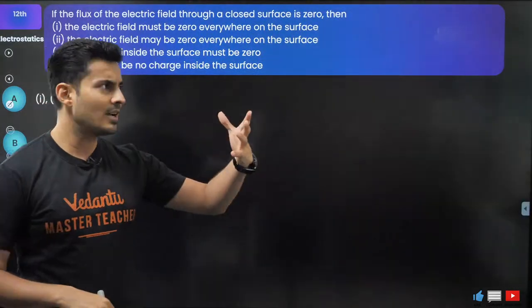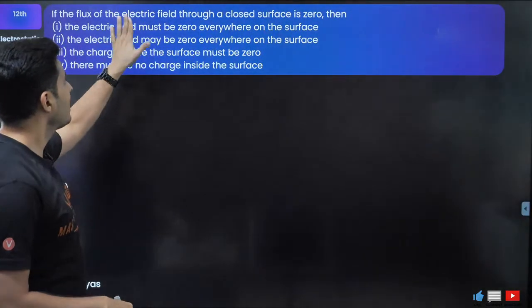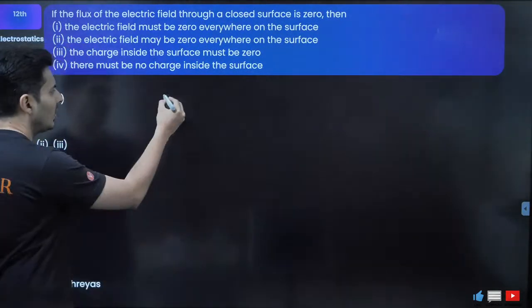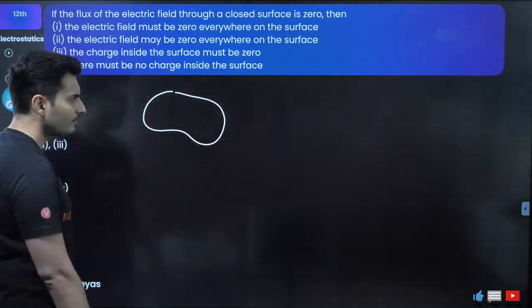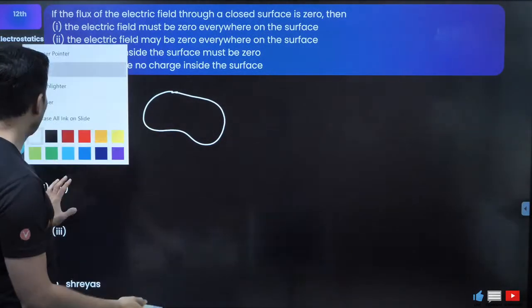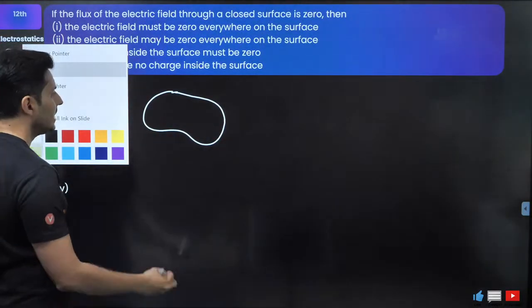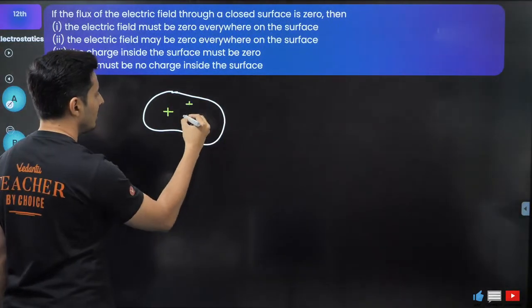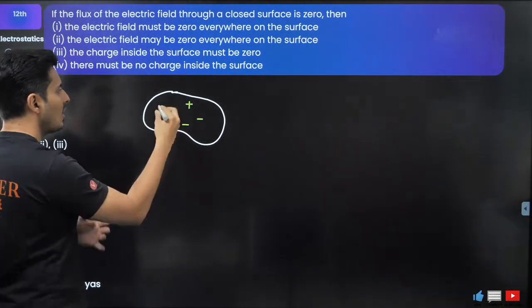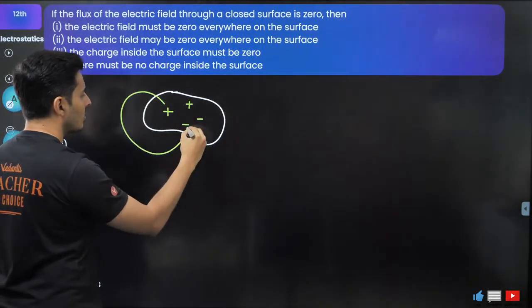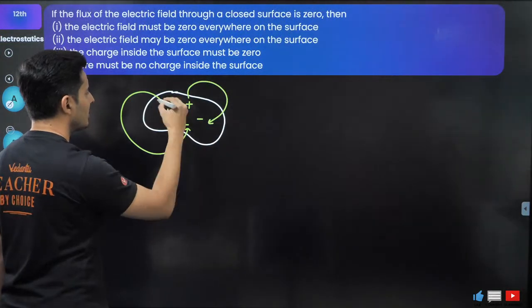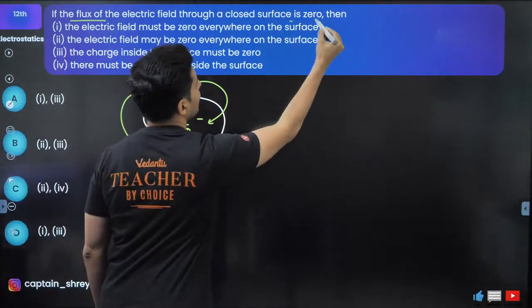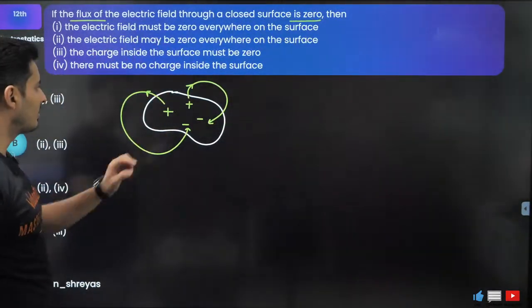all the possibilities of the situation where the flux is 0 through a closed surface. So let's say I have a closed surface like this. There is a possibility that I have a positive charge and a negative charge of equal amount, because of which whatever field line goes out also comes in, and that's why the net flux is basically 0. Possible. This is one possibility.